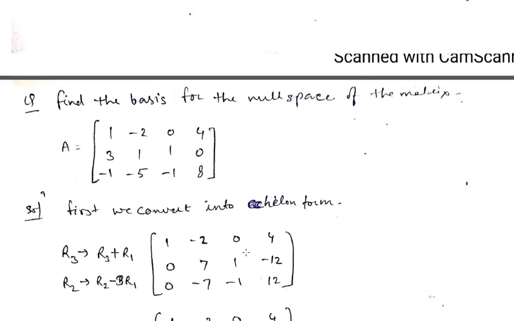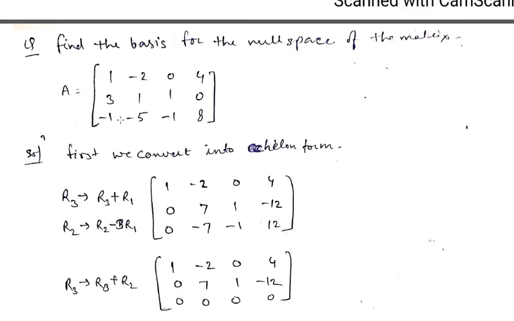Now we have a problem. We are to find the basis of the null space of a matrix. The basis contains the independent solutions of the null space, and the null space is the set of all possible solutions which satisfy Ax = 0. So before calculating the solution, we will convert the given matrix A into echelon form. It is an easy way to calculate its basis.